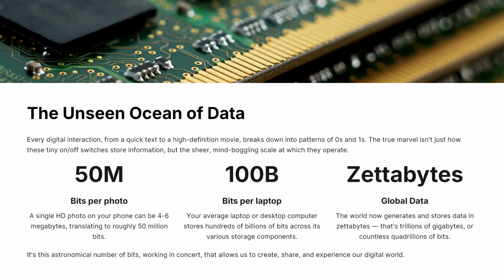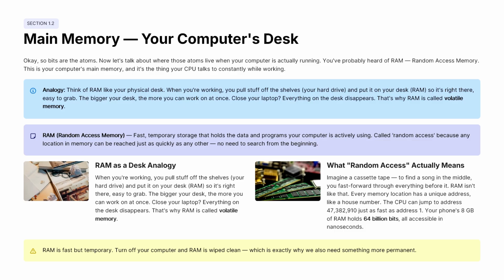Every selfie you've taken, every song you've downloaded, every game save, all of it is ultimately just patterns of 0s and 1s. The complexity comes from the sheer number of them. And just to anchor the scale, a single high-definition photo on your phone might be 4 to 6 megabytes. That's 30 to 50 million bits for 1 photo. Your laptop probably stores hundreds of billions of bits. Wild, right? Okay, so bits are the atoms.